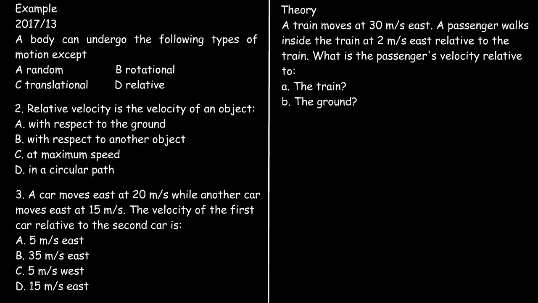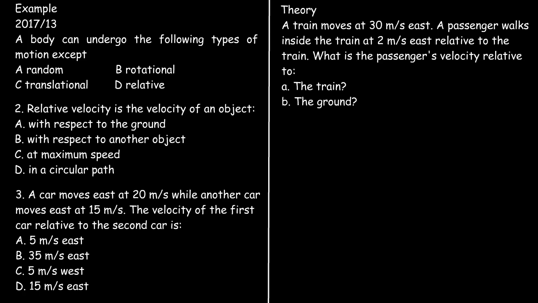is D. Our second example states that relative velocity is the velocity of an object A with respect to the ground, B with respect to another object, C at maximum speed, and D in a circular path. Now relative velocity and relative motion are the velocity of motion of an object with respect to another object, so the correct option is B.